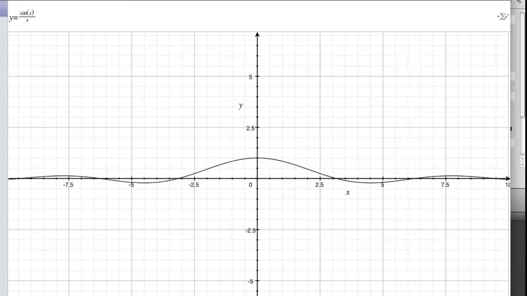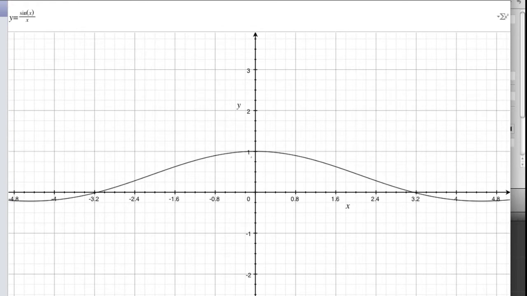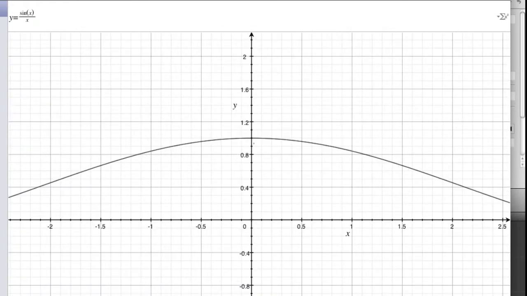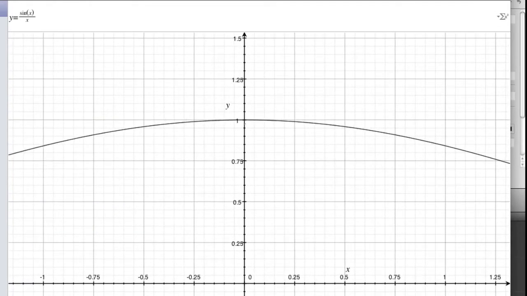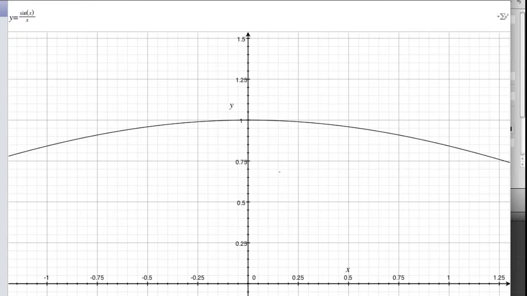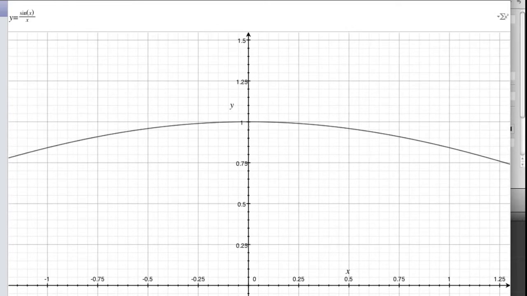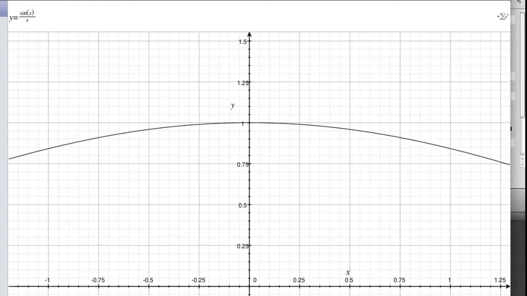So let's zoom in. It still looks like it's going to 1. You zoom in a little bit more, and it's pretty obvious that it's going towards 1. And so the key here is that the limit as x approaches 0 of this function is equal to 1, even though at x equals 0 itself, the function does not equal 1.